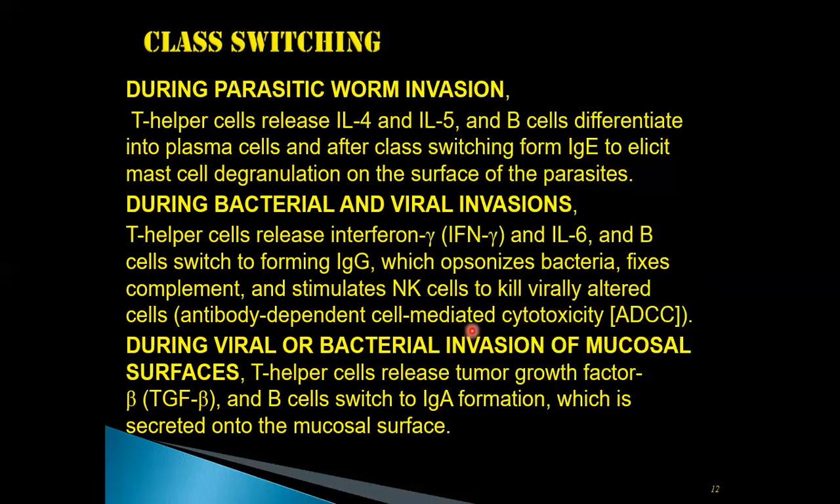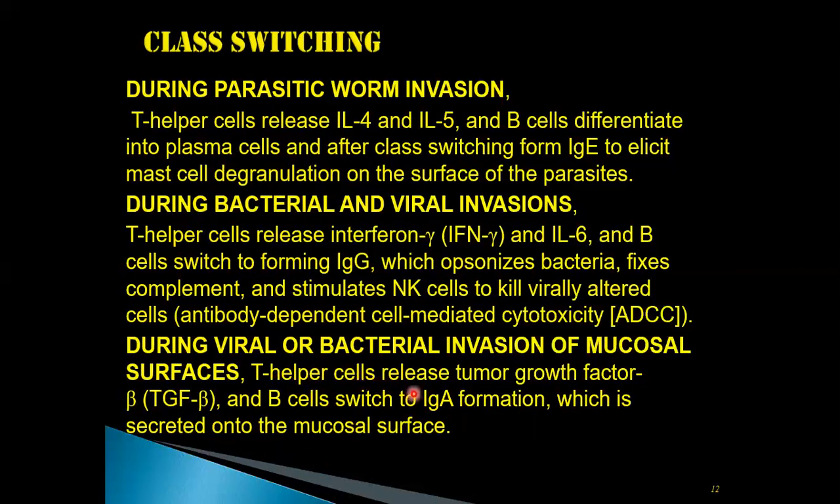I told you that. And then during viral bacterial invasion on the mucosal surface, T helper cells release what? They release transforming growth factor beta, and now the B cell makes immunoglobulin A so that the immunoglobulin A is released on the mucosal surface. So immunoglobulin A is released on the surface of the GIT, on the surface of the respiratory system, on the mucosal surface. So depending on the cytokine which is released from the T helper cell.